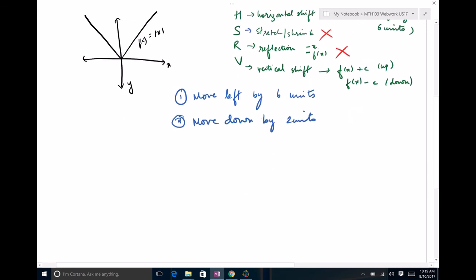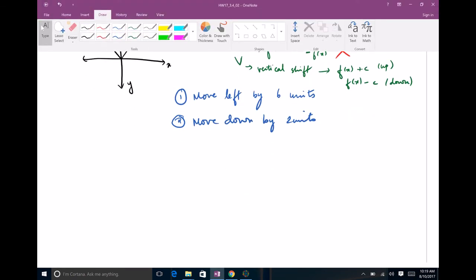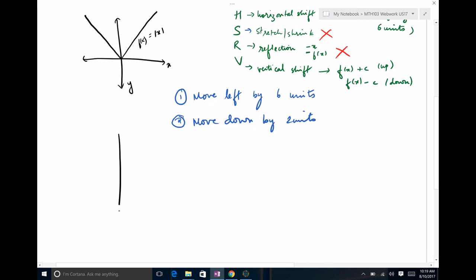So you can actually see what this looks like, even though this is not something that you really need to do for this question. Your graph was here, it moved left by 6 units, so it would come here at -6, and then it would move down by 2 units, so that's here at -2, so your graph would look somewhat like this.